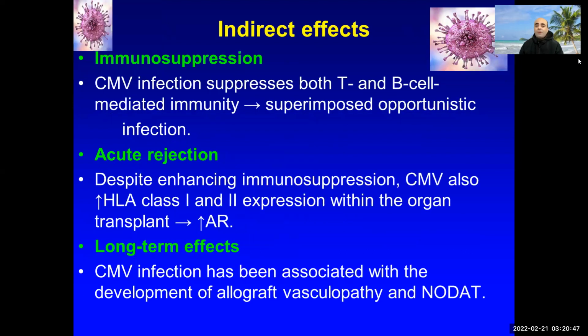Indirect effect: immunosuppression can also activate CMV disease. CMV infection suppresses both T and B cell mediated immunity, superimposing opportunistic infection with bilineal suppression. Acute rejection: despite enhancing immunosuppression, CMV also increases HLA class 1 and class 2 expression within the organ transplant, especially with acute rejection, and also increases rapid rejection. Long-term effect: CMV infection has been associated with development of allograft vasculopathy.